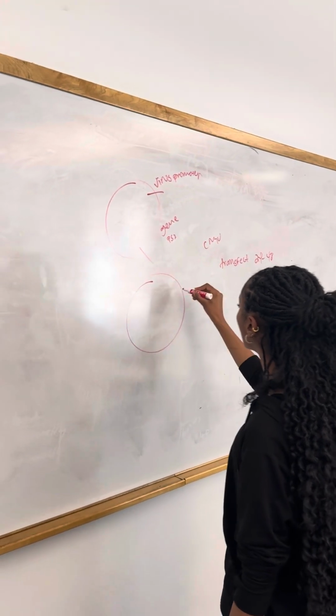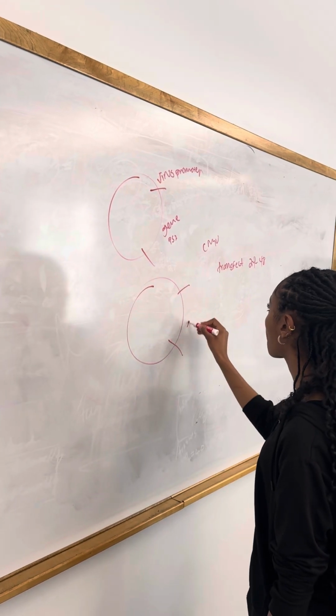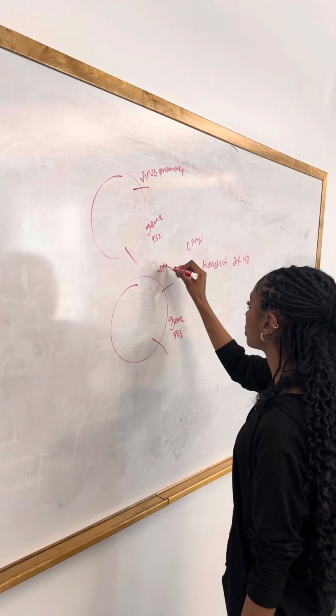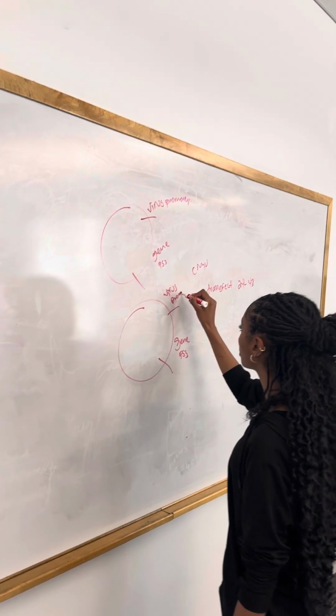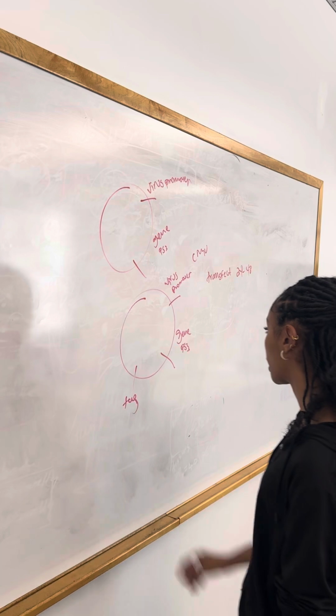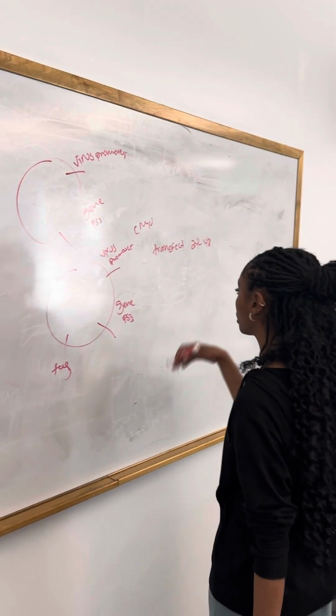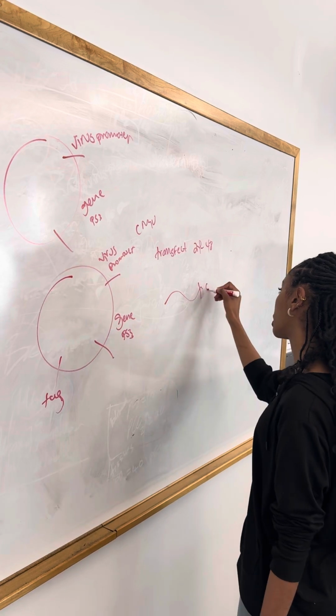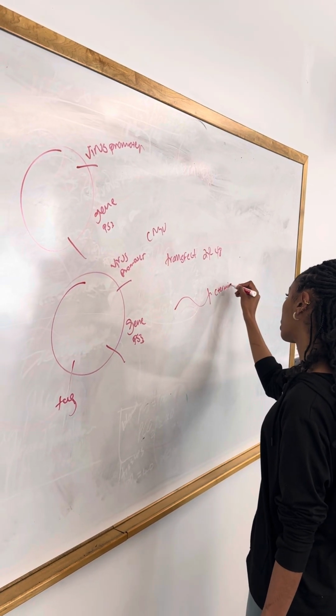We're gonna make sure that there's a tag. The virus promoter, and then tag. So when there's a tag right here, we're gonna expect it at the C-terminus of the protein.